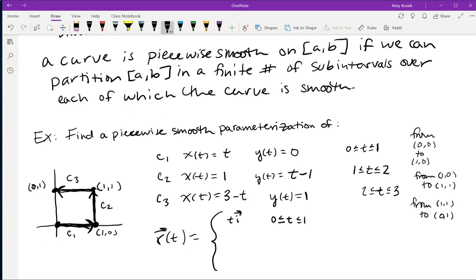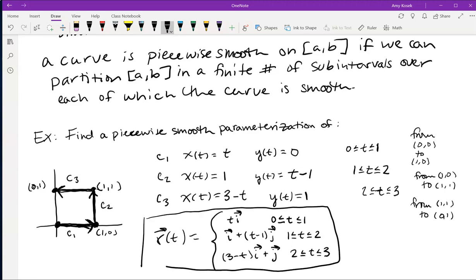The next curve, curve 2, the x component is 1, so we'll have 1 times i, and then plus, we've got t minus 1 times j, and that will be for t from 1 to 2. And then the last one, the x component is 3 minus t, so that'll be times i, and then plus, we just have 1 times j, so just plus j, and that's for 2 less than or equal to t less than or equal to 3. So this would be our final parameterization of our piecewise smooth curve.